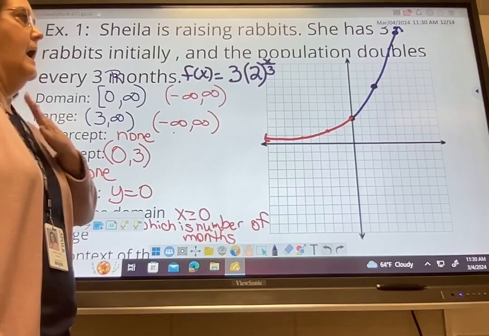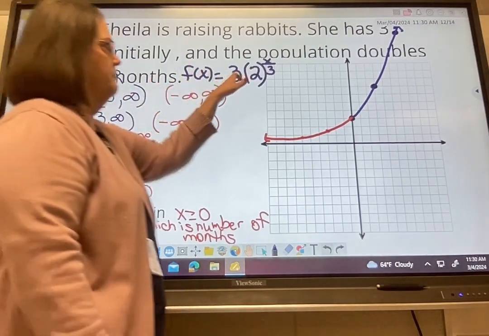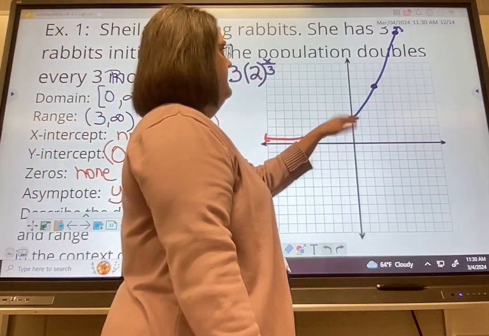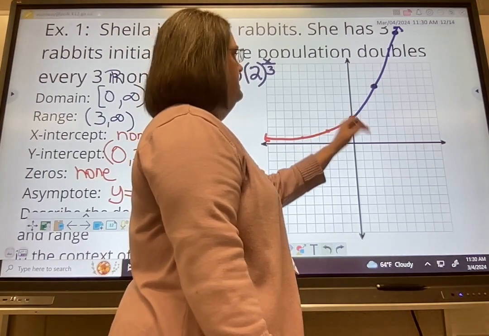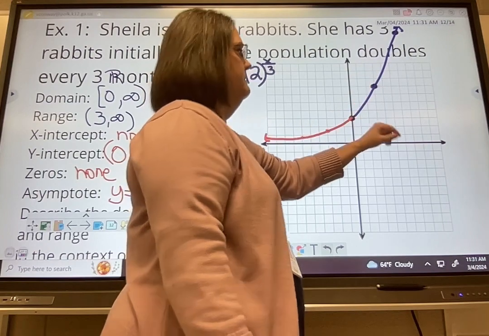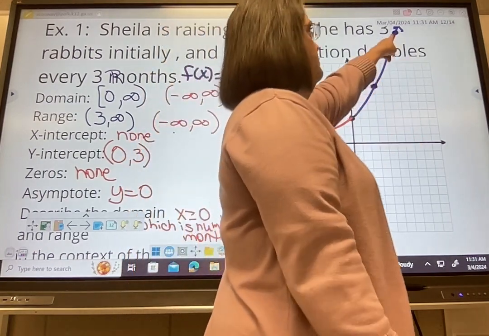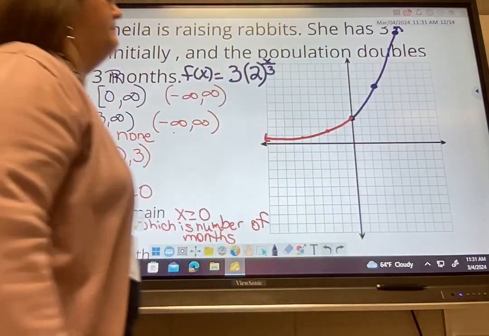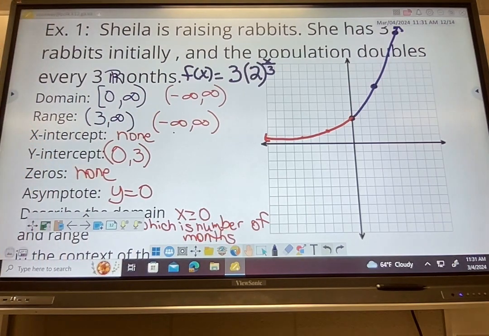So then I sketched the graph, and if you put it in Desmos, you come up with that. But I sketched it by going, okay, I'm starting with 3, so 0 is 3, and then I'm doubling every 3 months. So month 3, if I started with 3, I should have 6, and then month 6, I should have 12. And so I went ahead and sketched that graph like that.